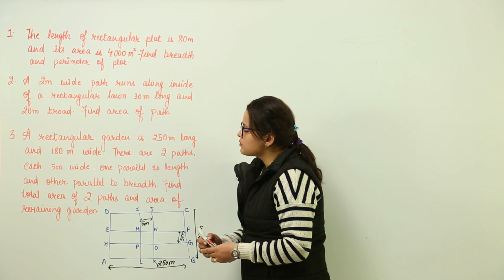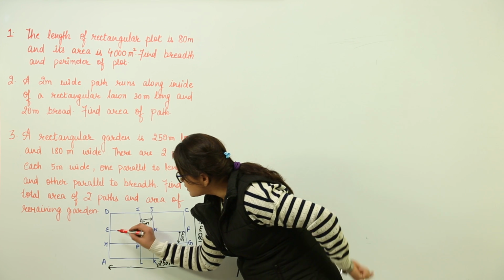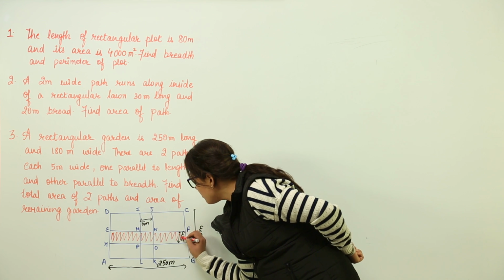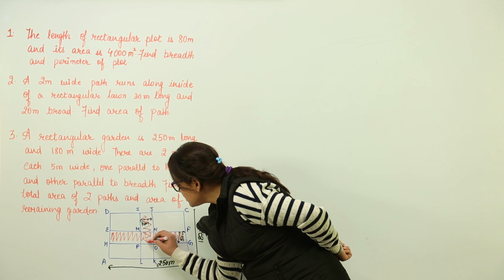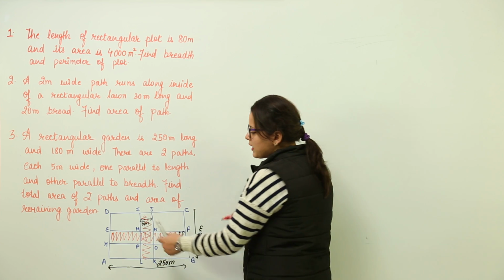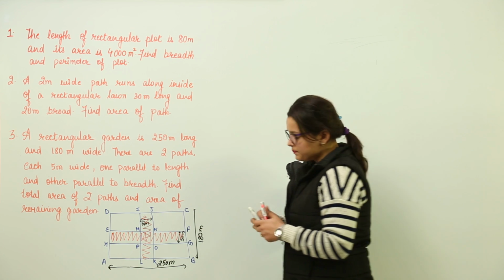Now what are we supposed to find? In this, the area, that is this one. The paths have been constructed. So how much is the path constructed is to be found out, that is this one. And how much is the left part, that is these areas. So let us start doing this.